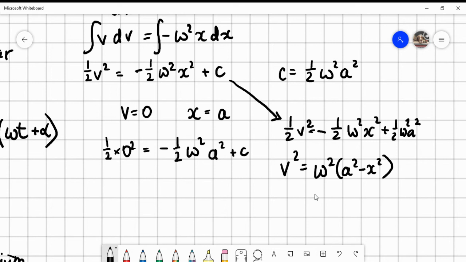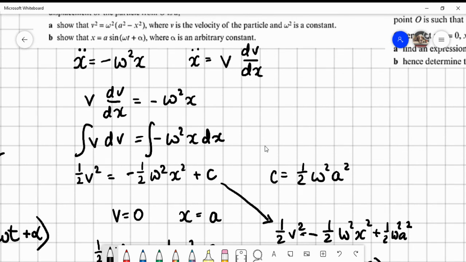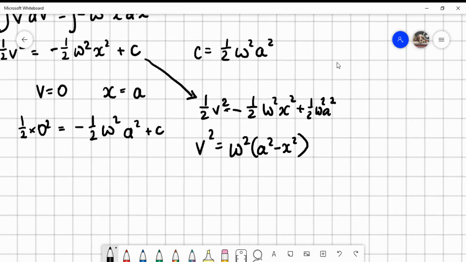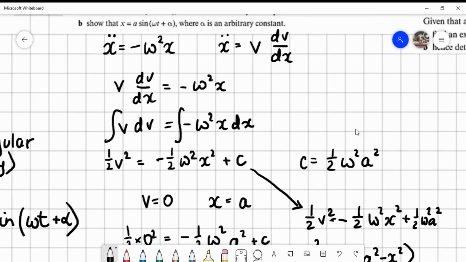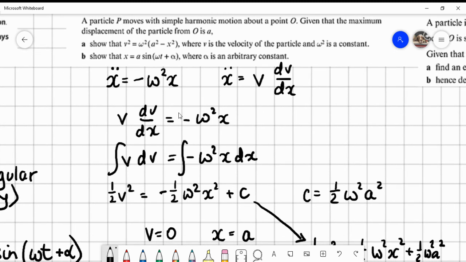Now in part B, we will just have a quick glance at what part B says. Show that x is equal to A sin(omega t plus alpha), where alpha is an arbitrary constant. So what I'm going to do is look at the first equation, which is over here. Let me just put it in color. So this is the equation we'll be working with.